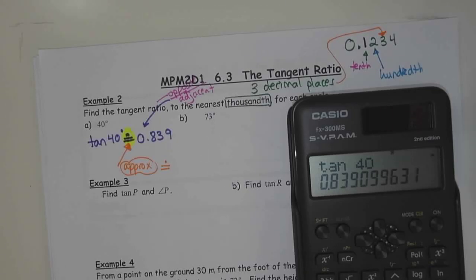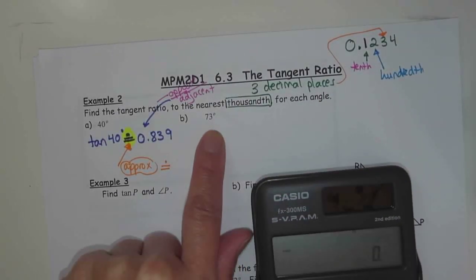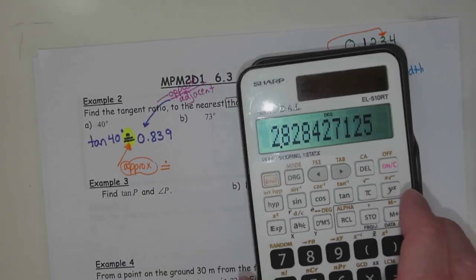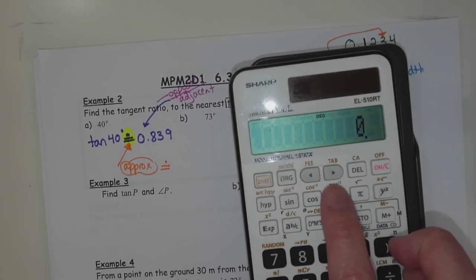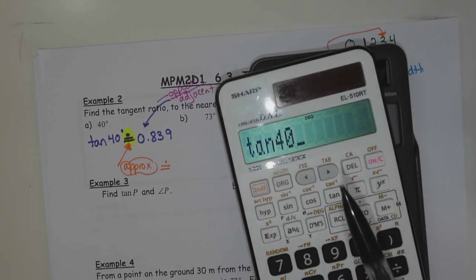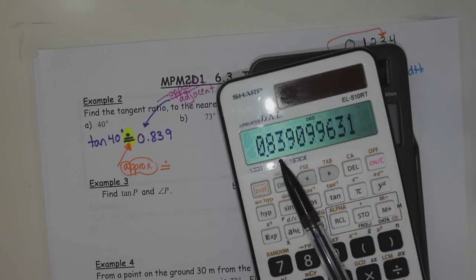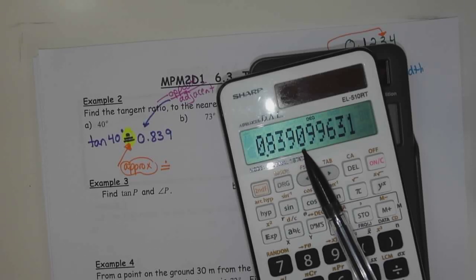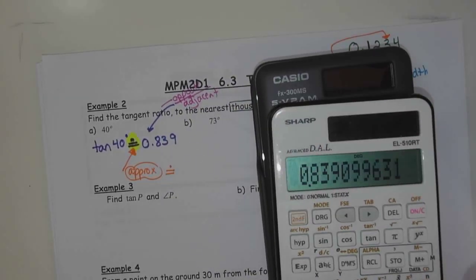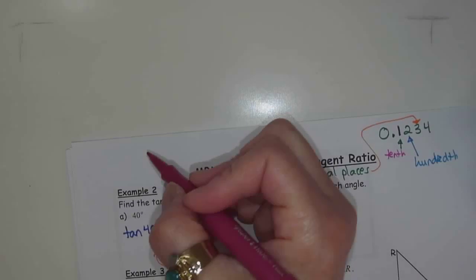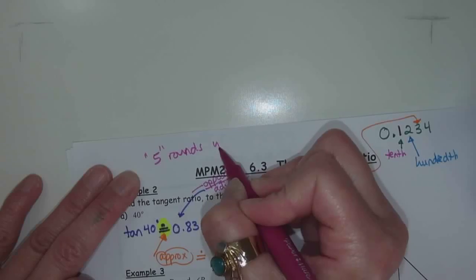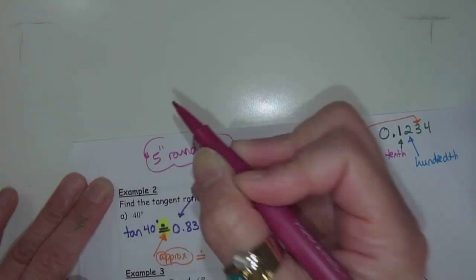Now let's do it again. We're going to type in tan. On another student's calculator, they might have this one, and you would say the same thing. Type in tan of 40. Make sure you're on degree mode, DEG, equals 0.839, and the number after the 9 is 0, so it doesn't round up. 5 rounds up, right? If you stop on a 5, it rounds up always.